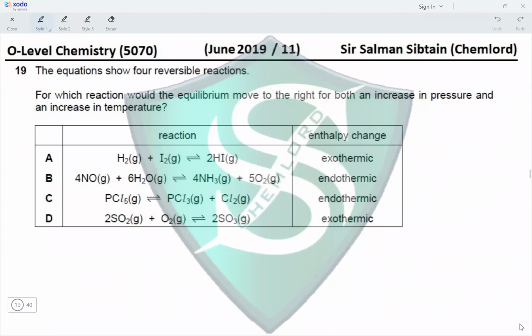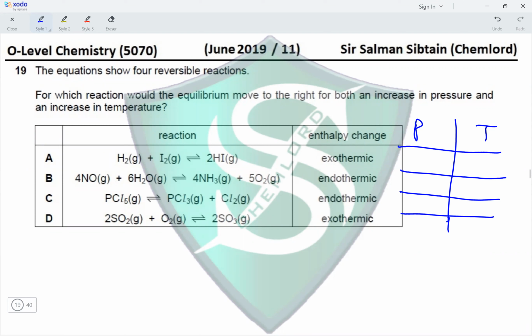Question 19. The equations show four reversible reactions. For which reaction would the equilibrium move to the right for both an increase in pressure and an increase in temperature? Okay, we will have to see for which reaction it would move to the right. If you increase the pressure in A, the moles of reactants and products are the same, so the equilibrium will not move. And since it is an exothermic reaction, an increase in temperature will shift the equilibrium backwards. So option A is incorrect.